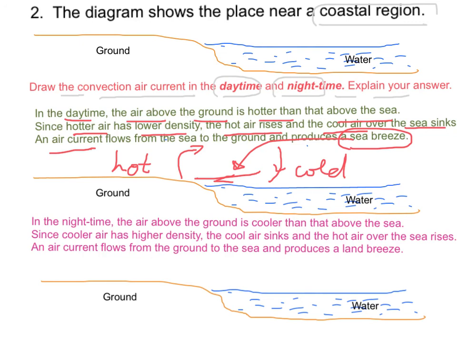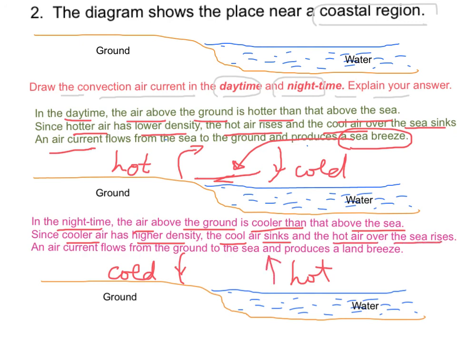However, in the nighttime, the air above the ground is cooler than that above the sea. Since cooler air has higher density, the cool air will sink and the hot air above the sea will rise. An air current will flow from the ground to the sea, and this will produce what we call a land breeze.